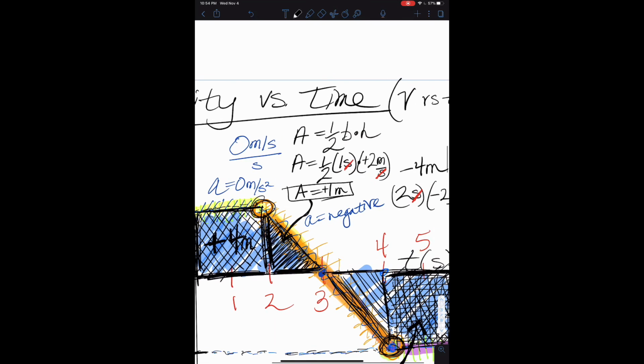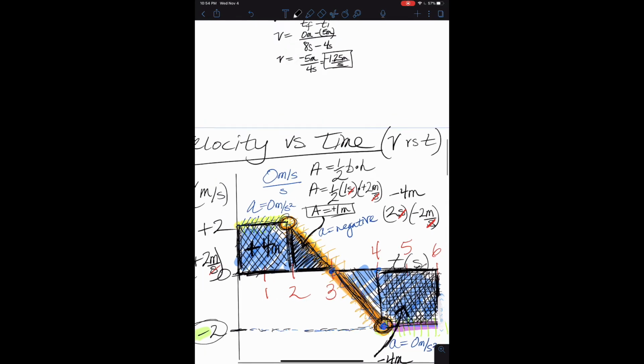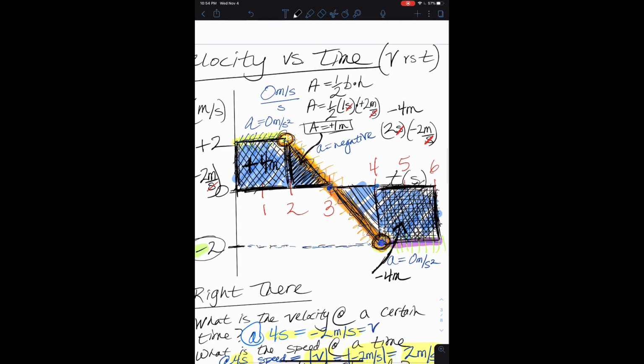So far we have positive 4, positive 1, and negative 4. And by that same logic that we just did, this is now similar to the triangle we just did, but with a negative 2 meter per second height. We can now see that this triangle is going to have an area of negative 1 meters.